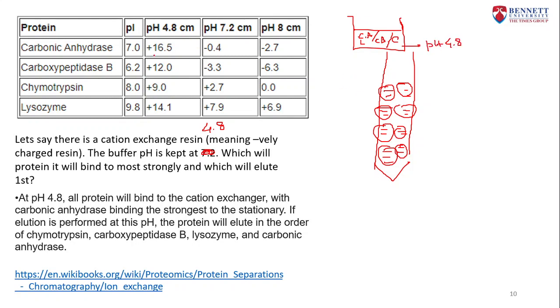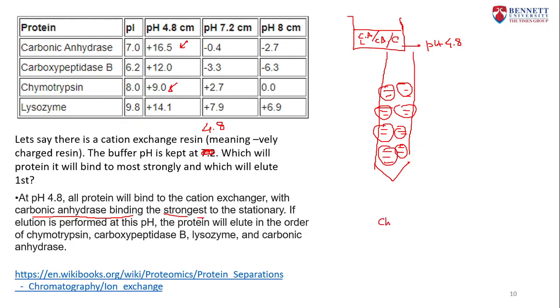So their charges are plus 16, plus 12, plus 9, and plus 14. Meaning, which one will bind more to the cation exchange, the negatively charged resin? That would be the carbonic anhydrase. So the carbonic anhydrase should have the strongest binding. And the rest of the proteins will elute in the order of the least charge. In this case, chymotrypsin has the least charge.